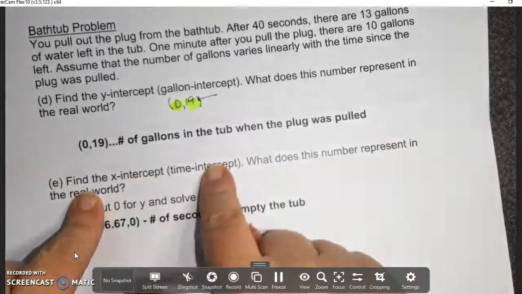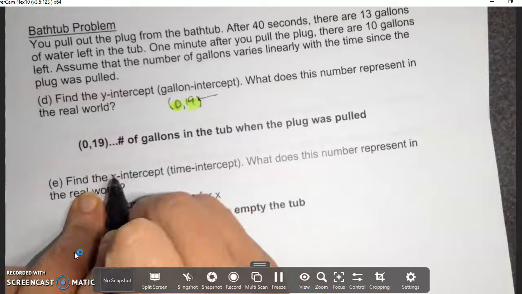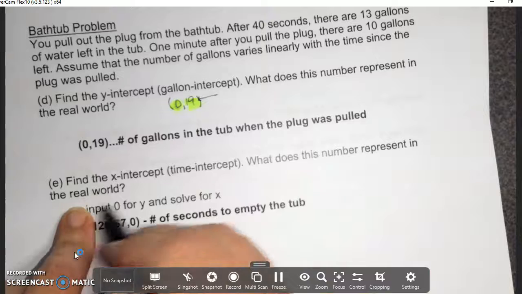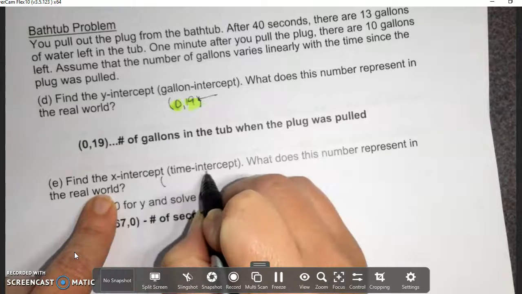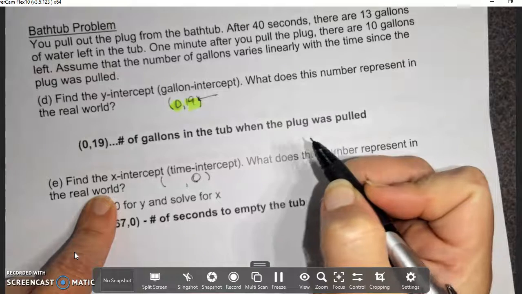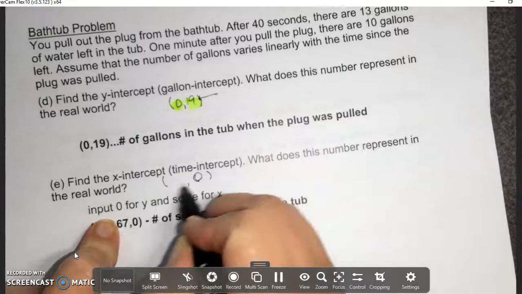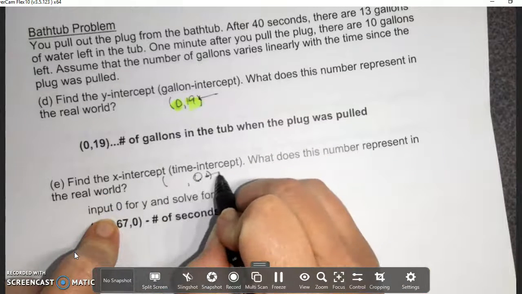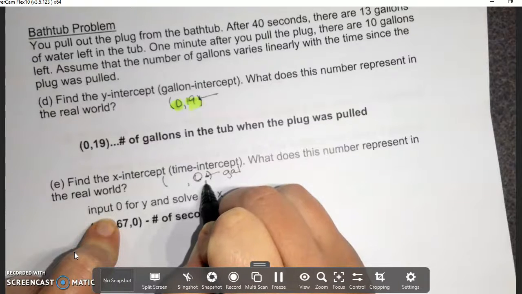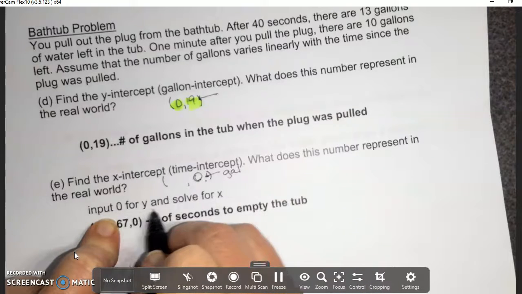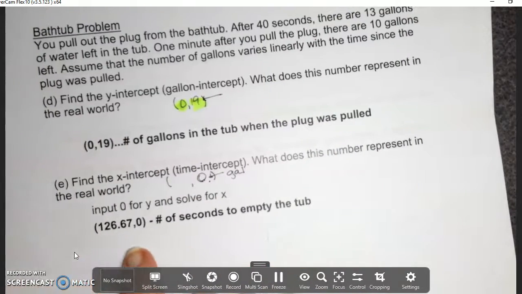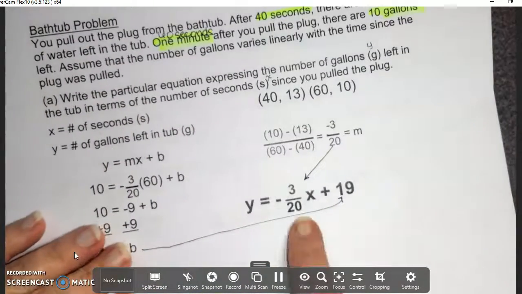Okay? We want to find the x-intercept. X represents our time. What does the number represent in the real world? So our x-intercept is when our y is 0. So when our y is 0, that's gallons, when there's 0 gallons left in the tub. So you input 0 for y and solve for x. You're using, again, the same equation.